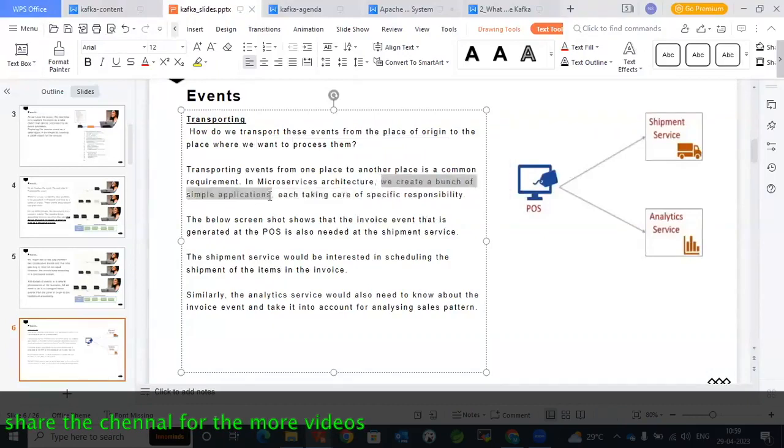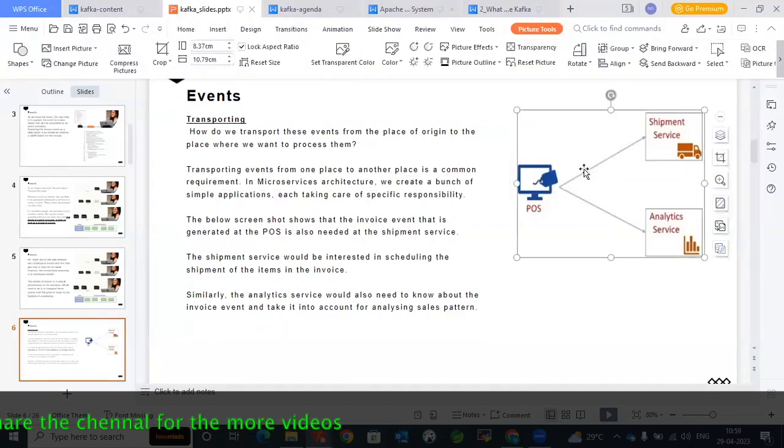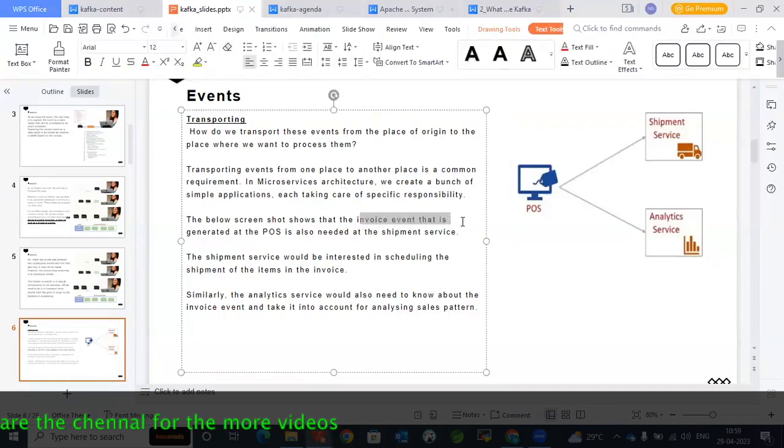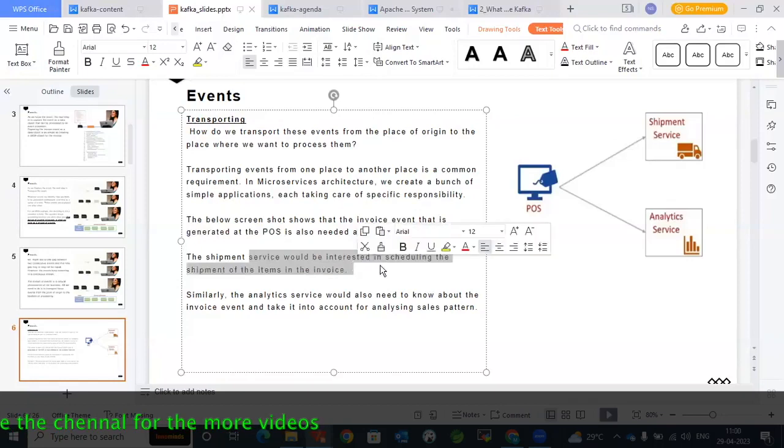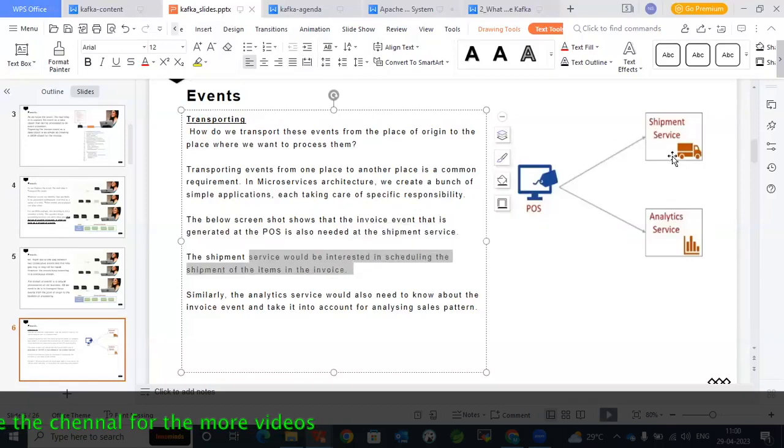we create a bunch of small applications, each taking care of a specific responsibility. Forget about the microservices architecture for now. You may be confused, but just consider the retail store, right? This screenshot shows the invoice event generated at the POS that needs to be sent to the shipment service. The shipment service is interested in scheduling the shipment of the items in the invoice. Whatever the items in the invoice, this team will ship them.